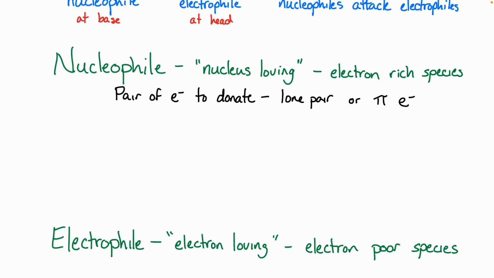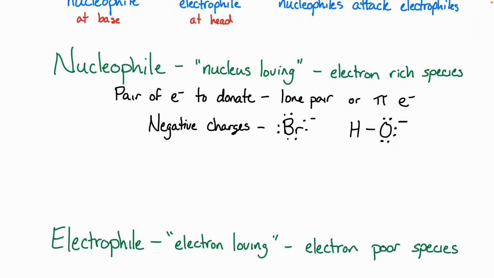Both of those are donatable pairs of electrons. Okay? And so yes, the easiest nucleophiles to spot are those with negative charges. So an example of a nucleophile would again be that negatively charged bromide ion. Another good nucleophile that's negatively charged would be a hydroxide ion. Both of these are electron-rich species that have some lone pairs that they can donate.